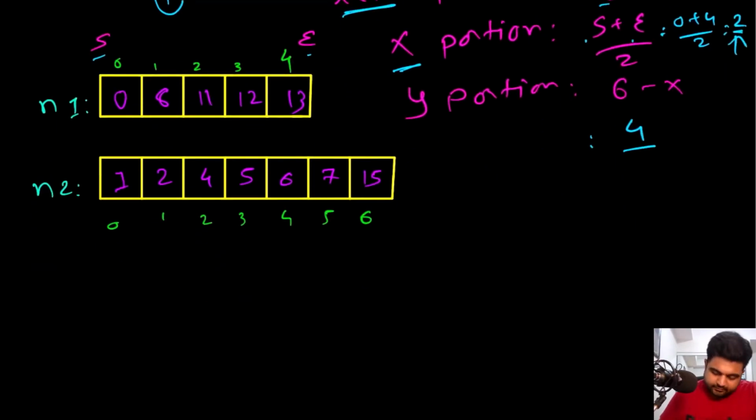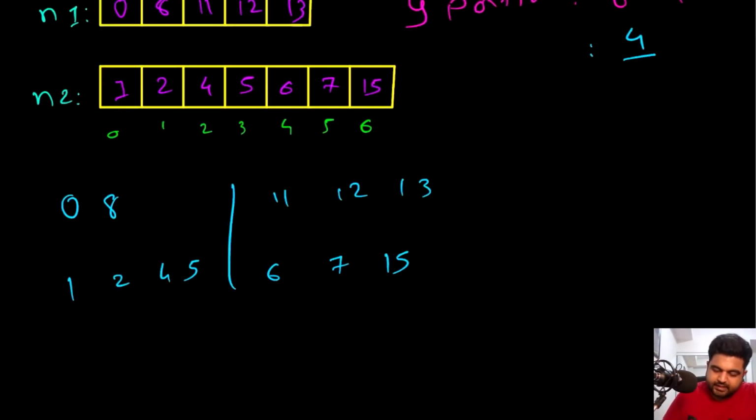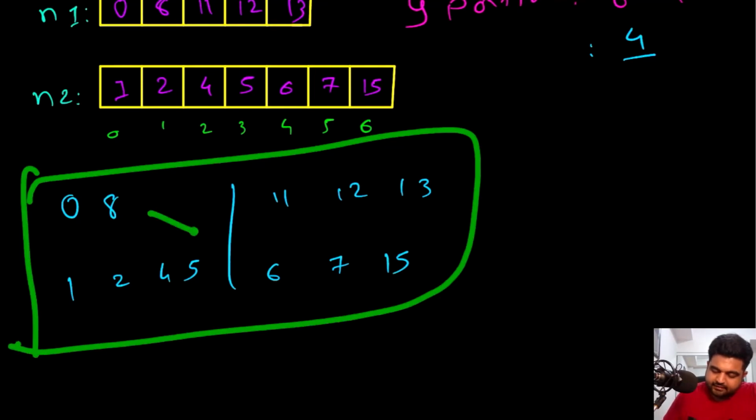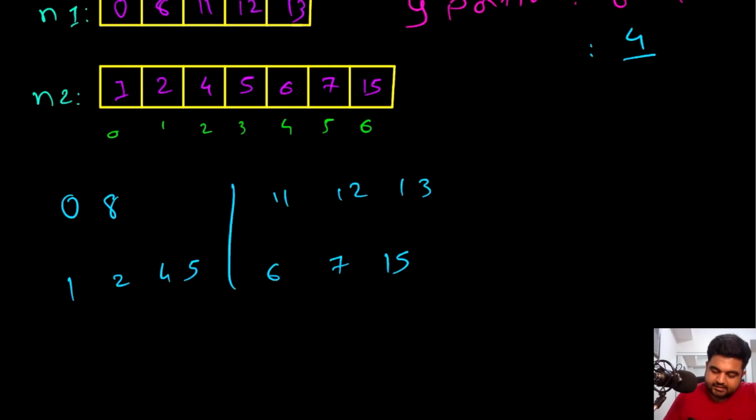So let's do that. These are the two partitions that we have created. Again, let's compare the values. So first, is 8 less than 6? No, that is not true. 8 is actually greater than 6. The moment we find 8 is greater than 6, we will have to move this 8 to the right hand side, and we will have to move this 6 to the left hand side. So let's do that process.